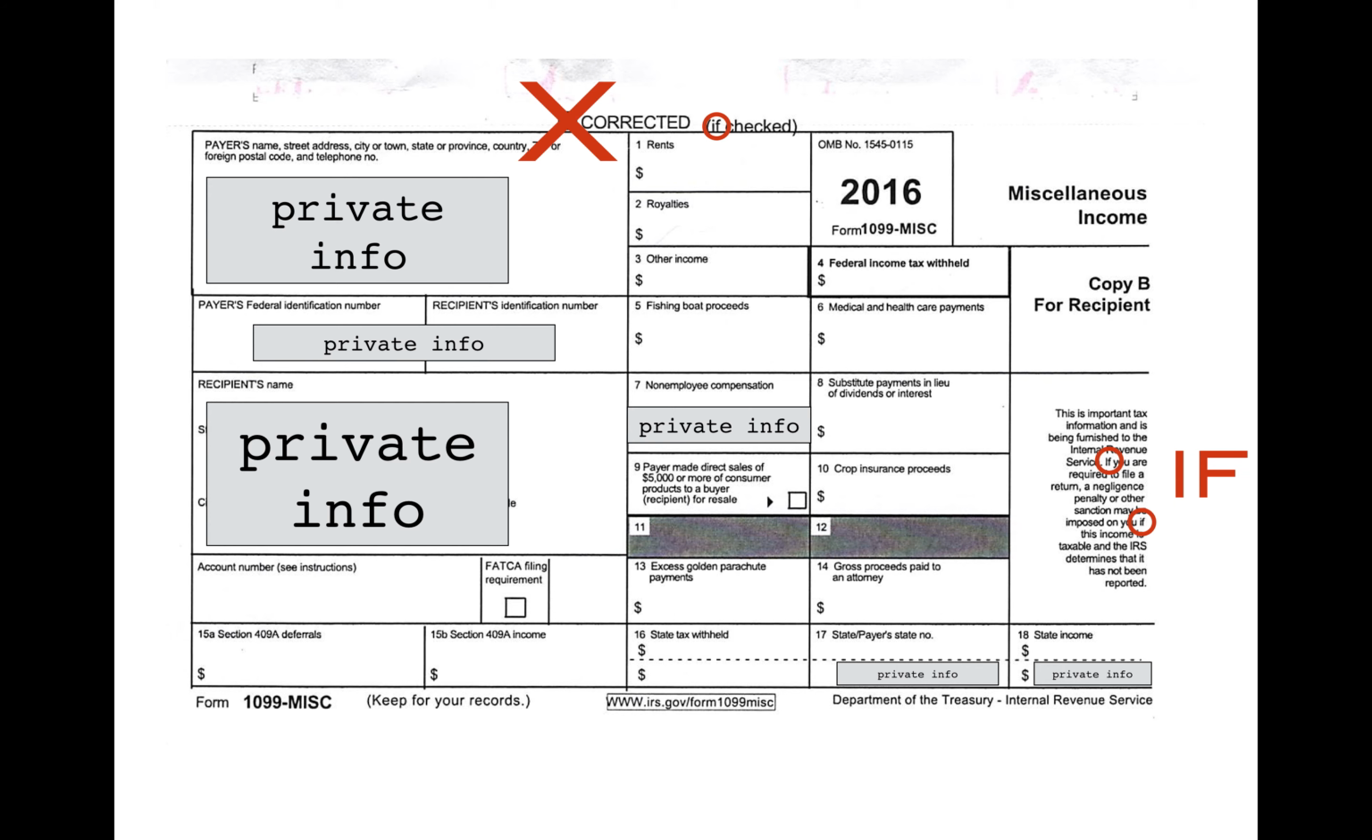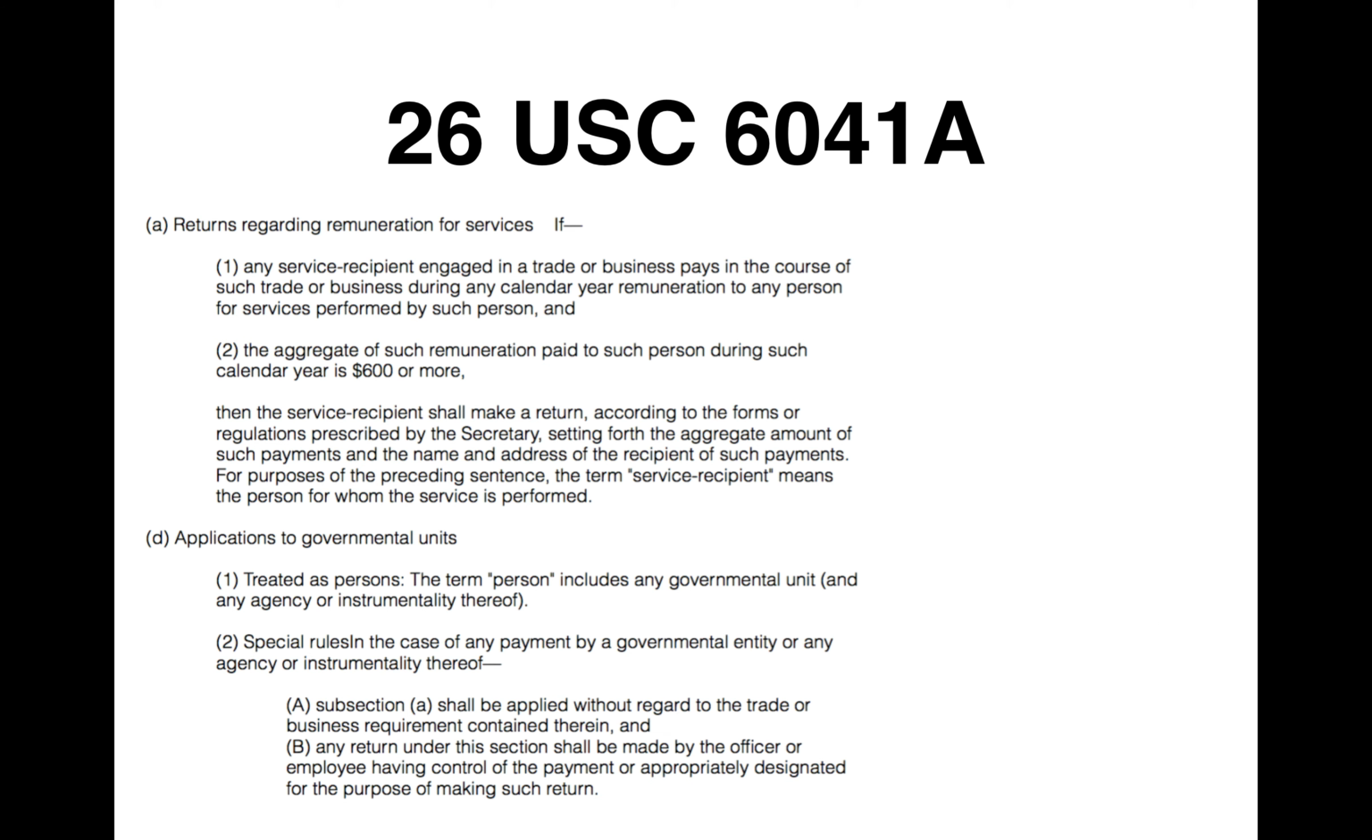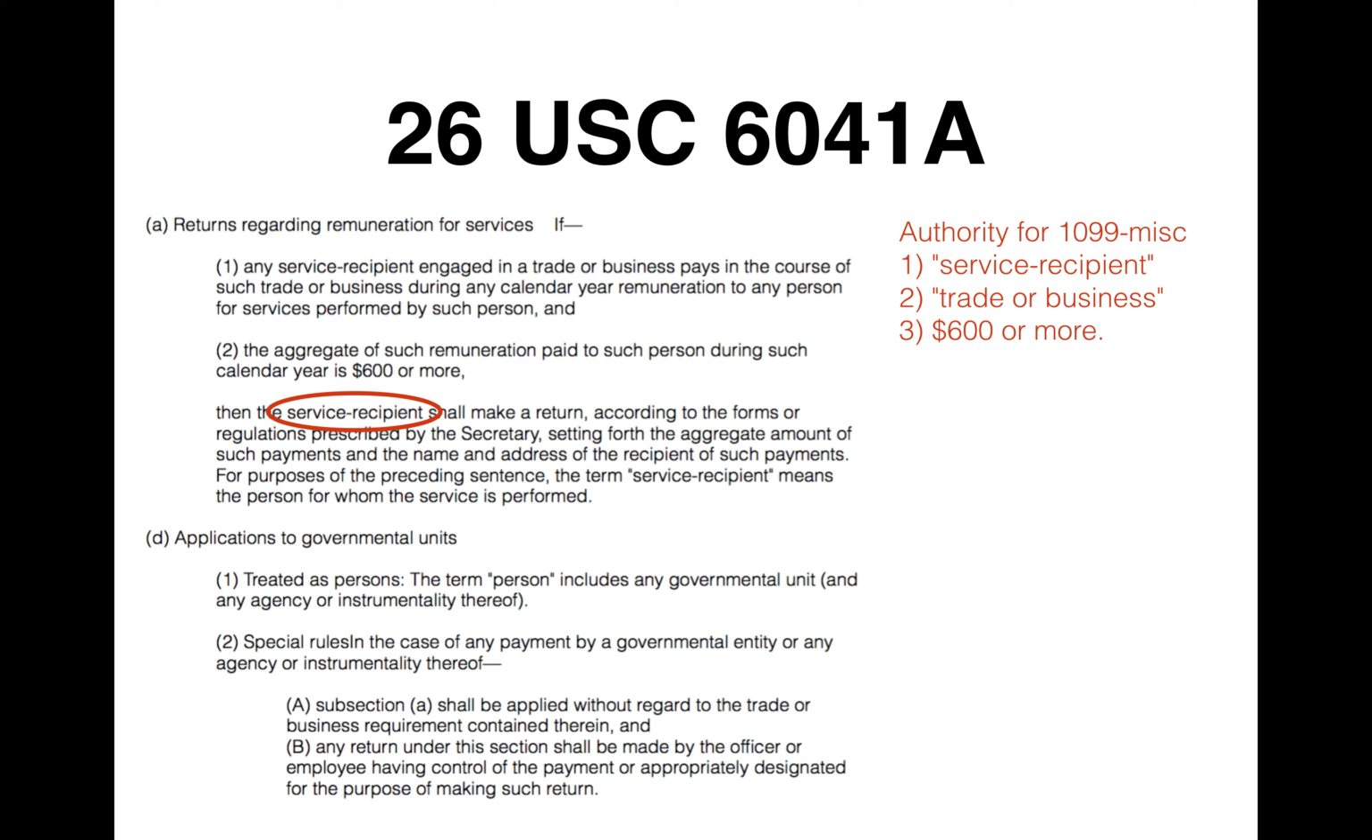Now let's see how I did my 1099 miscellaneous. But before we do that, let's examine the law that authorizes a 1099 in the first place. The authority for the 1099 is at 6041A, and it has three requirements. The first is that the man or the person cutting out the 1099 is a service recipient, and the second is that the service recipient must be engaged in a trade or business, and the third is that the transaction must be worth $600 or more.